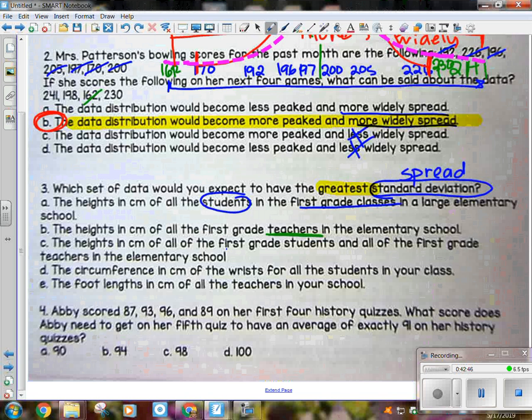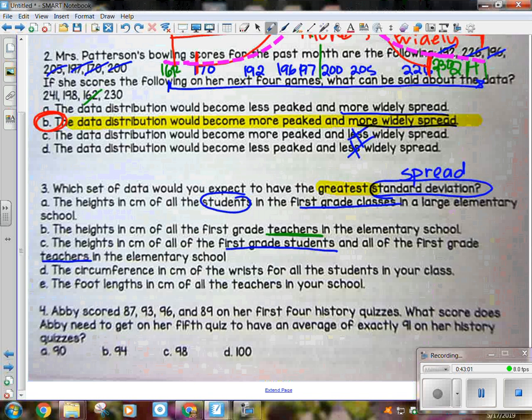So then we have first grade students who are going to be fairly short, and all of the first grade teachers who are going to be adults who are taller anyway. And then of course now you've got from short first graders to tall teachers.